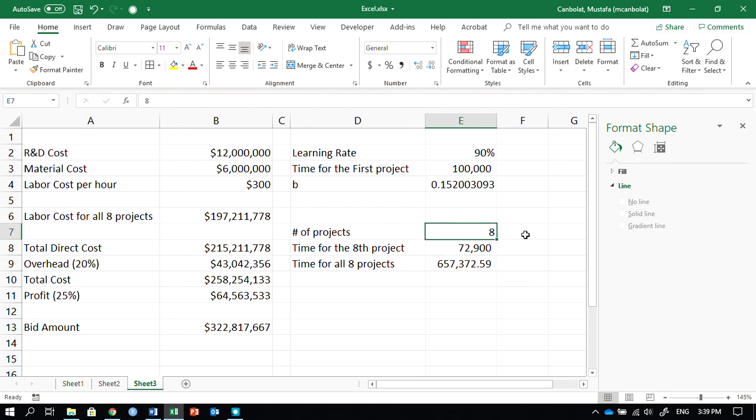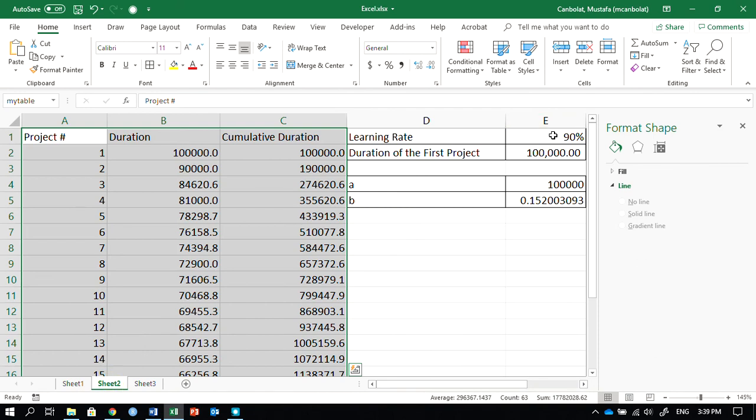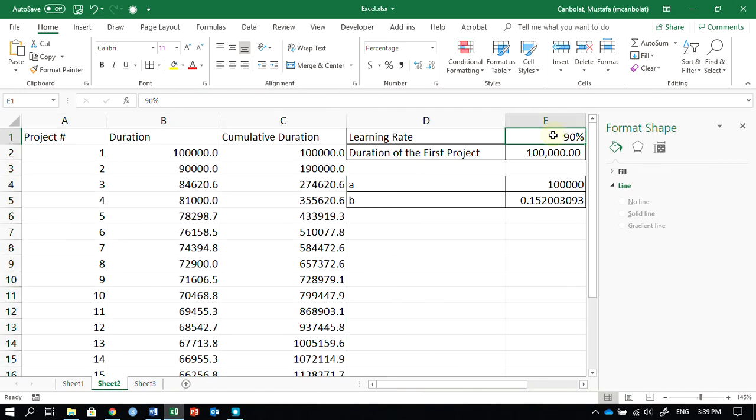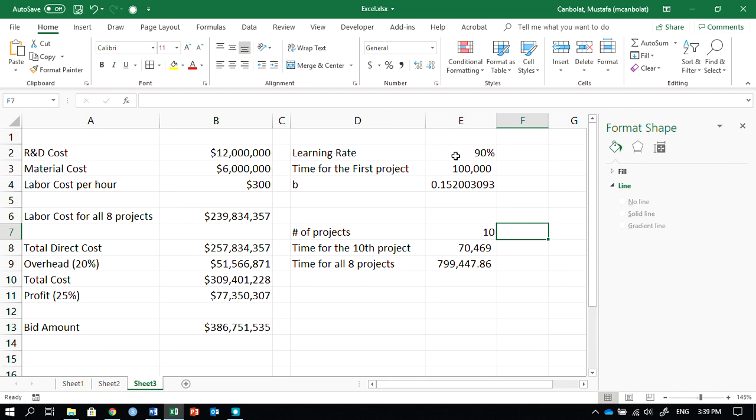If I just change this to 10, I find the time for 10 projects, etc. So we can reflect that information, and the learning rate here, we can take that and make it equal to the learning rate we have here, so that we don't have different learning rates in 2 different places.